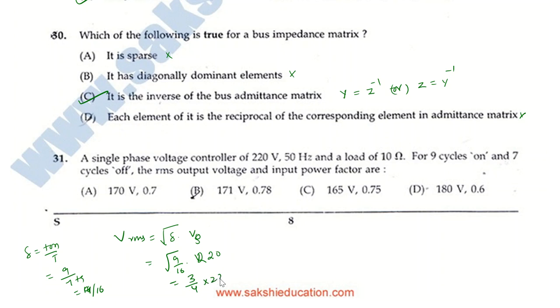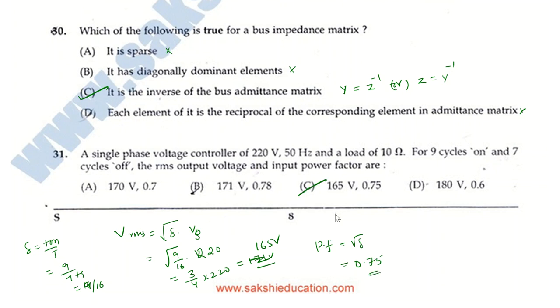So I'll get it as 165 volts, and the power factor is square root of delta, which is equal to 0.75 here. Sorry, let me check. So it will be 165 volts and 0.75. So the answer will be C here. Okay, we'll move to the next question here.